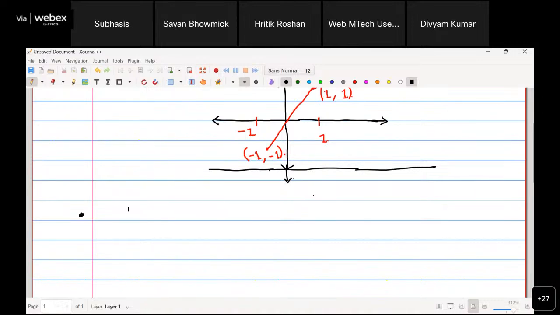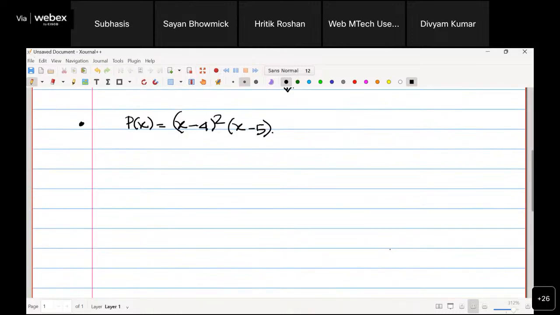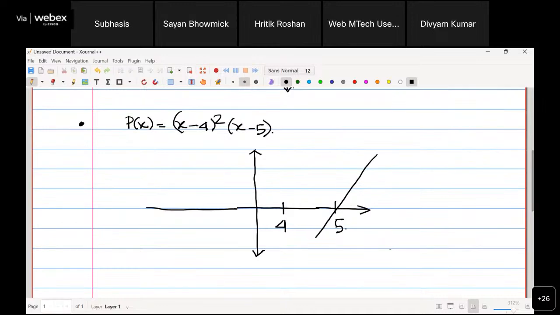Okay, so basically, suppose you take this polynomial f of x equal to (x minus 1)(x minus 4) square (x minus 5), right? So then what will be the graph? More or less, you have two roots, 1 is 4, 1 is 5. The coefficient is positive, so it will come like this. It will go, and again it will come like this.